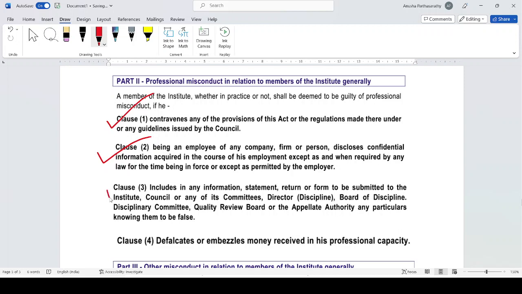As per Clause 3 of Part 2 of the Second Schedule, Chartered Accountants Act 1949, a member of the institute, whether in practice or not, shall be deemed to be guilty of professional misconduct if he includes in any information, statement, return or form to be submitted to the institute, council or any of its committees, director discipline, board of discipline, disciplinary committee, quality review board, or an appellate authority, any particulars knowing them to be false.